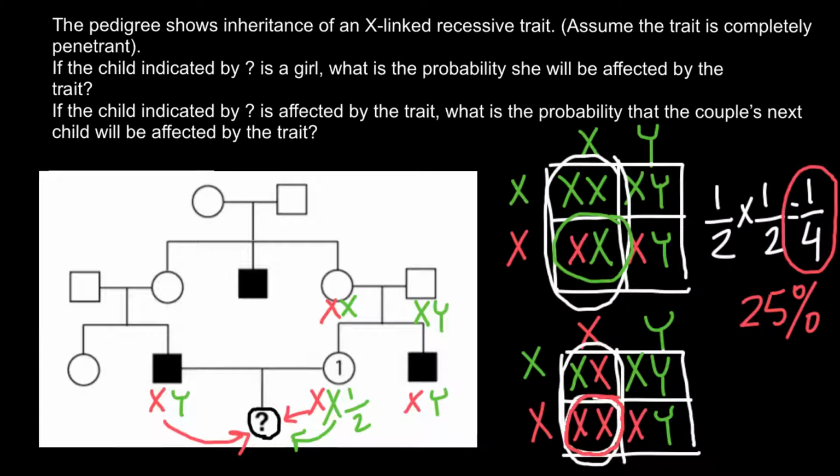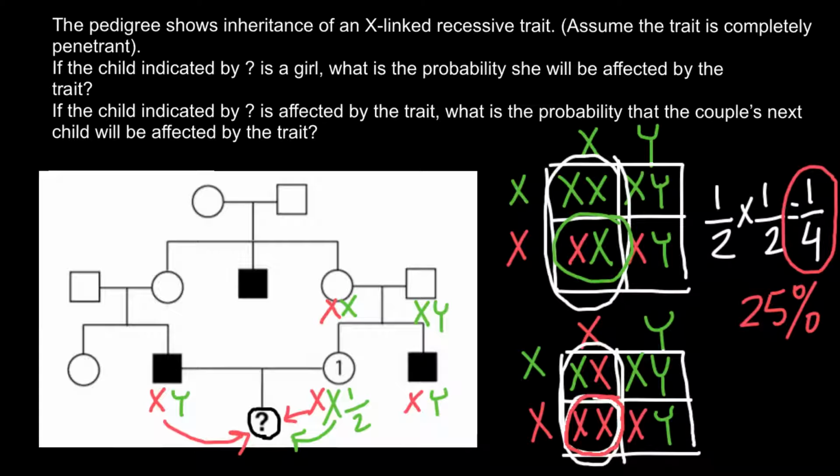And next question: if the child indicated by question mark is affected by the trait, what is the probability that the couple's next child will be affected by this trait? And this is a very interesting turn. For example, if this couple would have a daughter and she would be affected, she has to get defective X chromosome from father side and defective X chromosome from her mother side. If this couple would have a boy, and the boy is also affected with this genetic disorder, a boy only can get Y chromosome from father side and defective X chromosome from the mother side.